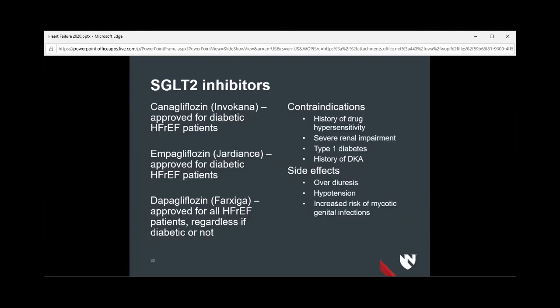These are the 3 different medications: canagliflozin, empagliflozin, and dapagliflozin. Main side effects that you would look for are hypotension and overdiuresis.